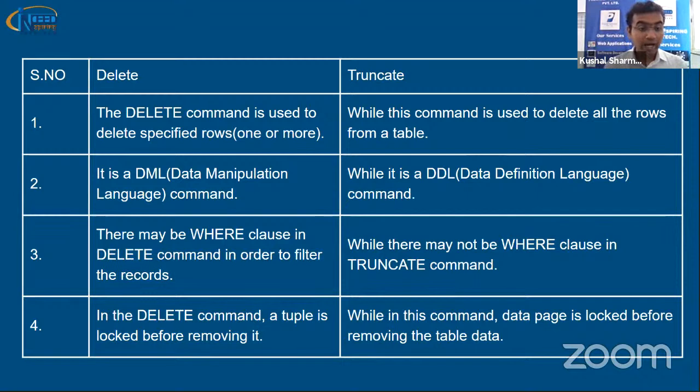Another important thing which happens at the back end is that in the delete command, a tuple is logged before removing it. A tuple basically means a single record, a row. But in the case of the truncate command, the data page is logged before removing the data from the table. So there is a difference. Tuple means it's a part of the table, and data page you can consider as the whole of the table being logged, because the whole table's data is going to be deleted.